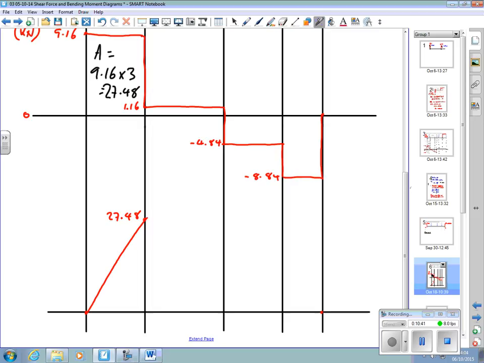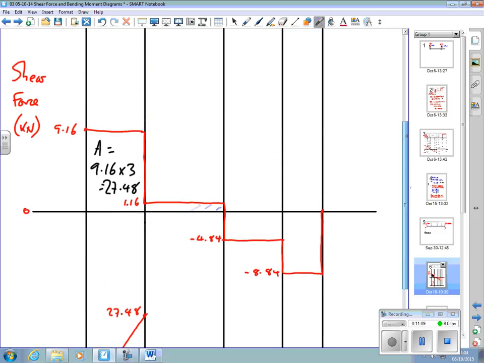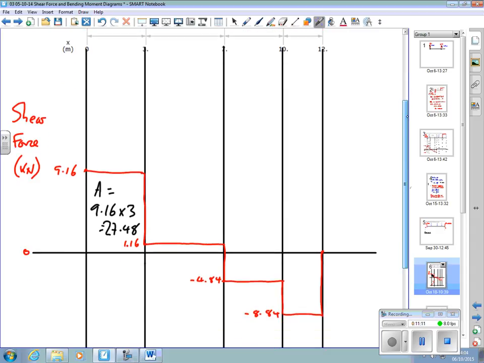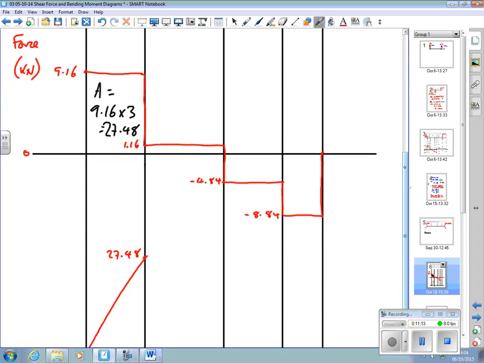What do we do now to find out what the moment is here? By the time we get to this point on the axis, what's the moment? How do we find the moment? Same procedure. Find the area under here. So if you find that area underneath there, it's 1.16 high by, from 3 to 7 is 4. That will give you the area underneath here.